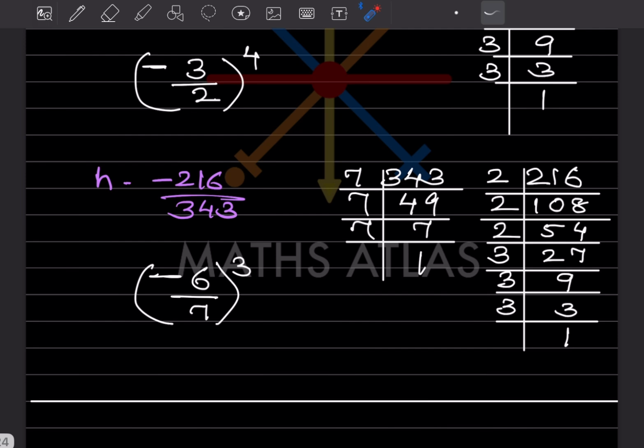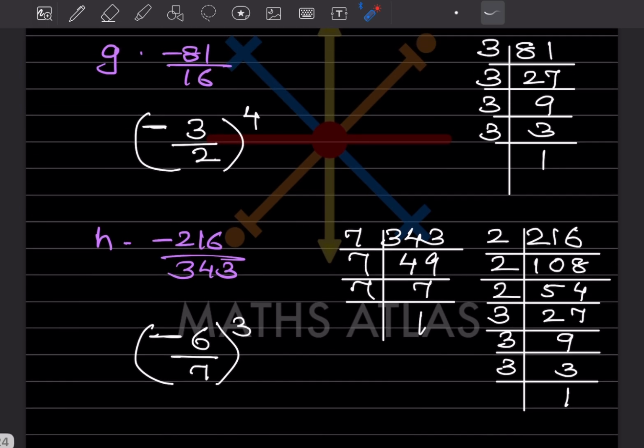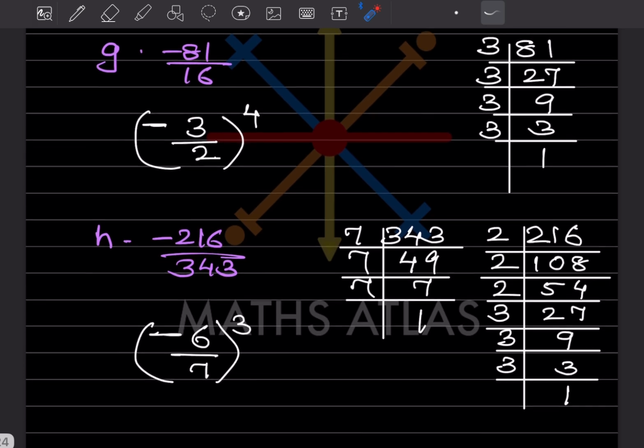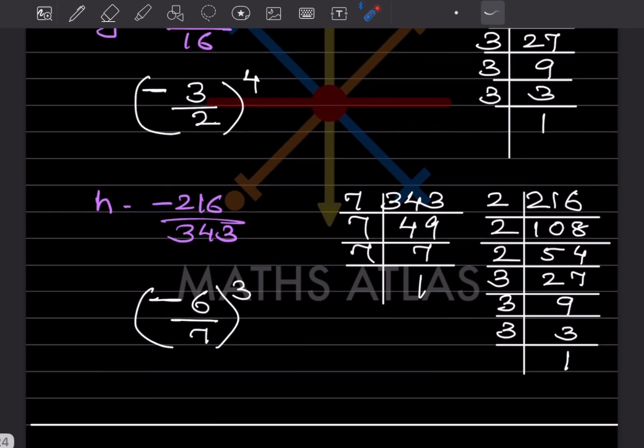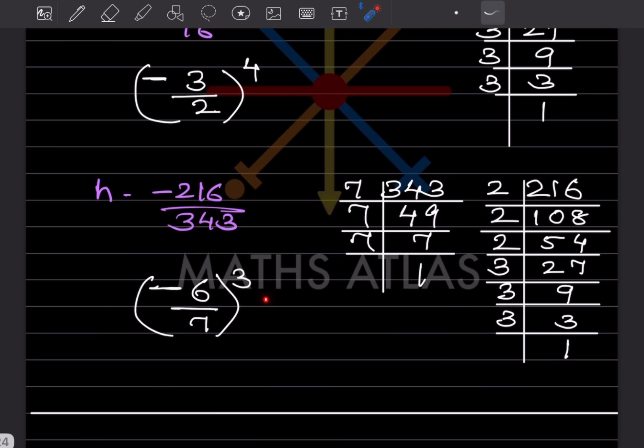Now again for this one, same for this, that is going to be 216. Now let us keep that minus at the side.